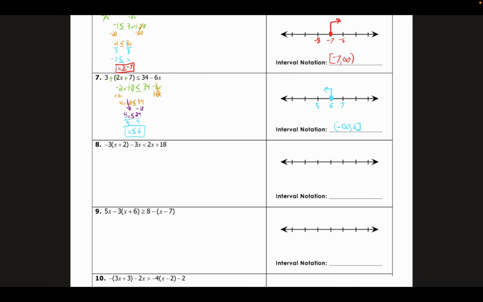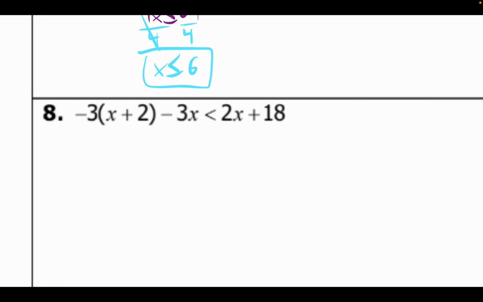Moving on here to number 8. Number 8, once again, I need to distribute, so I distribute negative 3. Negative 3 times x is negative 3x. Negative 3 times 2 is negative 6. Minus the 3x, so that's still just hanging out, chilling, is less than 2x plus 18.